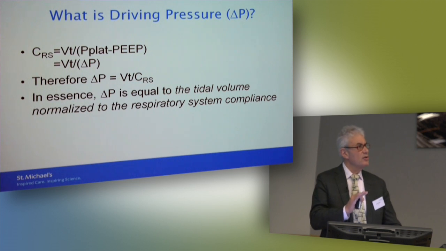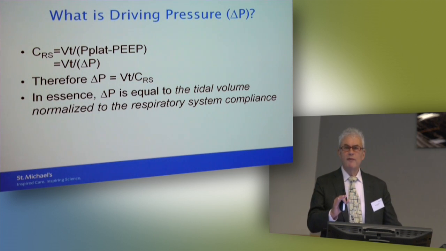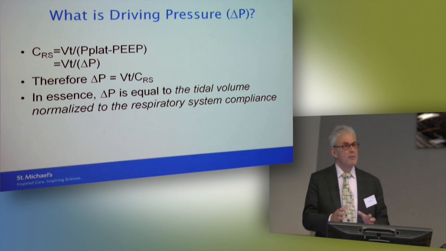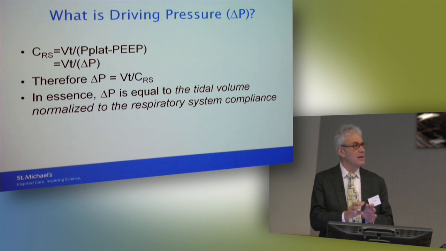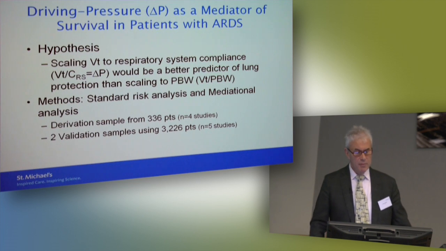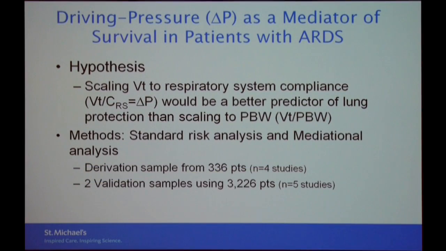The ARDSNet investigators, when they published their paper, normalized tidal volume to predicted body weight. The reason for that is that lung size varies with predicted body weight. Rather than using measured body weight, which was used, quite frankly, for the previous 30 years, the idea was to get to the lung size. Patients with ARDS don't have normal sized lungs. They have lungs that are smaller, and this is a way to get at that. So the hypothesis of this paper was that scaling VT to compliance would be a better predictor of lung protection than just using tidal volume scaled to predicted body weight.